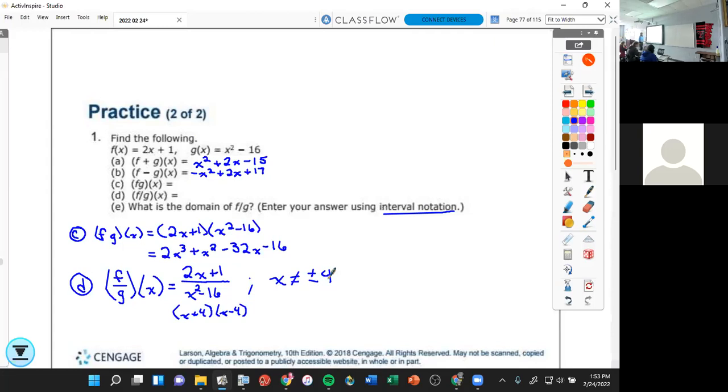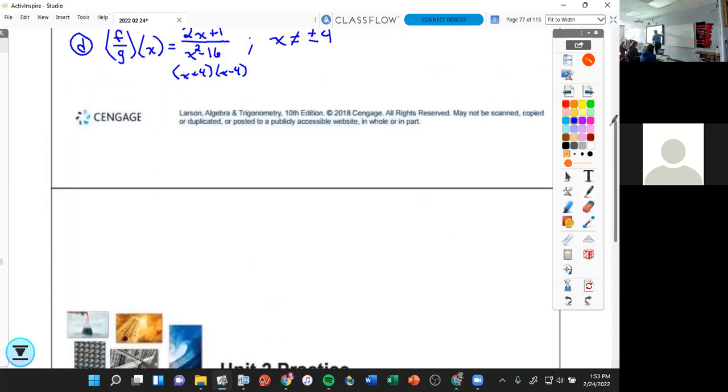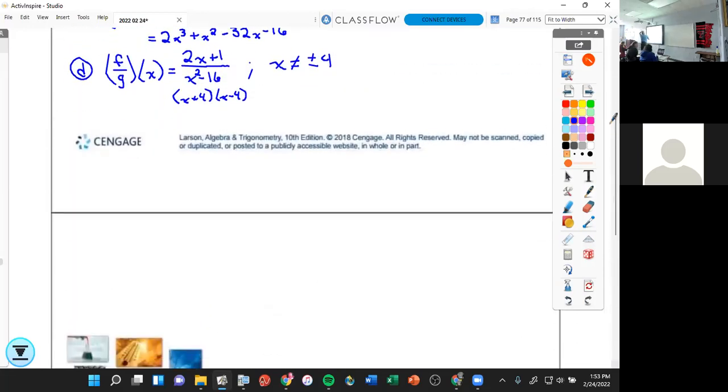Okay, so part E for this one. And I'll scroll back up in a minute for screenshot in just a second. So part E is, what is the domain in interval notation? Well, x can be anything except for these two numbers. So it goes from negative infinity to negative 4 union negative 4 to 4 union 4 to infinity.